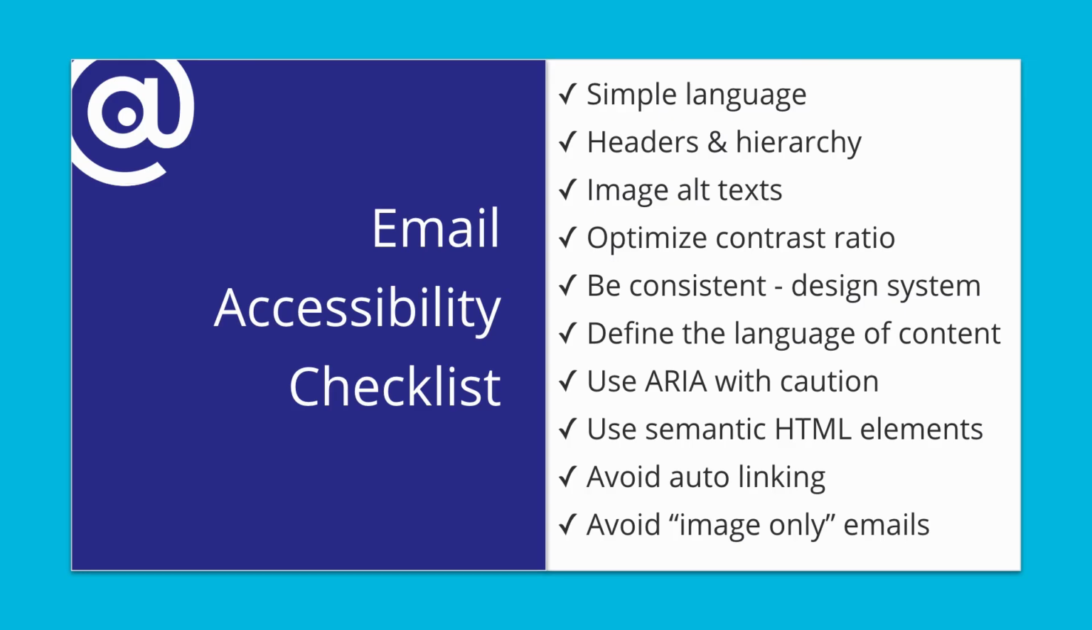And finally, here's the checklist I mentioned to you in the beginning. If you obey these rules, your emails will be way more accessible than most companies'. So at first, you need to make sure that your email is understandable. Use human-to-human language that has proper hierarchy, headers, image alt text. From a design perspective, the contrast ratio needs to be just right, and you always need to be consistent with all your other communications. And of course, if you make your email accessible, I would strongly advise you to do the same with your website.